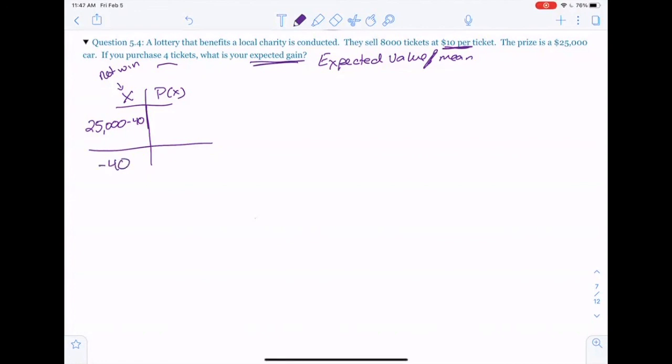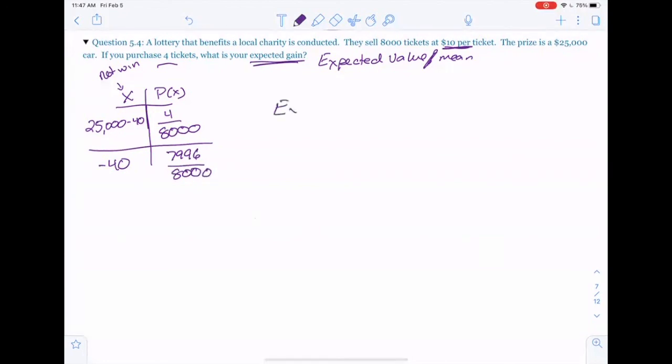And let's look at the probability. What is the probability that you win this lottery? You purchased 4 out of the 8,000 tickets. So the probability you win is 4 over 8,000. And then the probability you lose is going to be 7,996 out of 8,000, right?